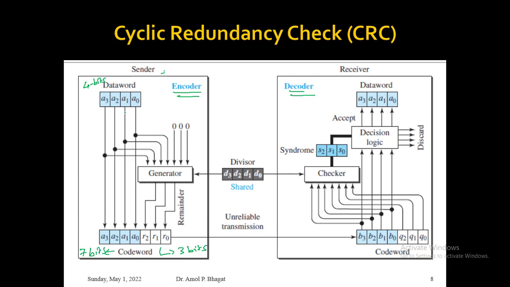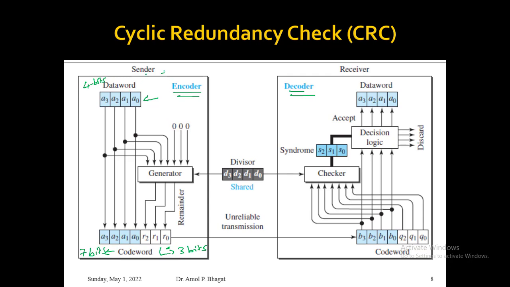It is not necessary that you should take the same number of bits here. The data word may be 4 bits, 8 bits, 5 bits, 6 bits, 7 bits, anything. But depending on what divisor you select, according to that these redundant bits will be generated. So the sender will add these redundant bits into the data word to generate a code word here. So how are those bits generated, which are to be appended to the data word?